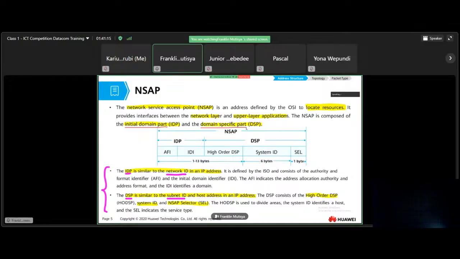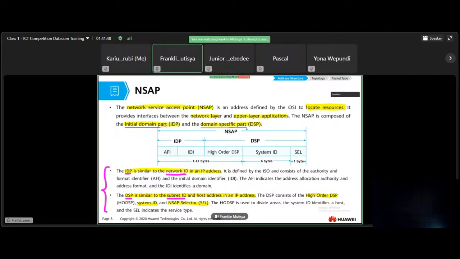And the second part is known as the domain specific part. Now, the domain specific part, consider it as something that's similar to the subnet mask. Okay. So we have the IDP and the DSP. The IDP, we said, is similar to the network ID of an IP address, and it indicates the address allocation authority and the address format and other features.